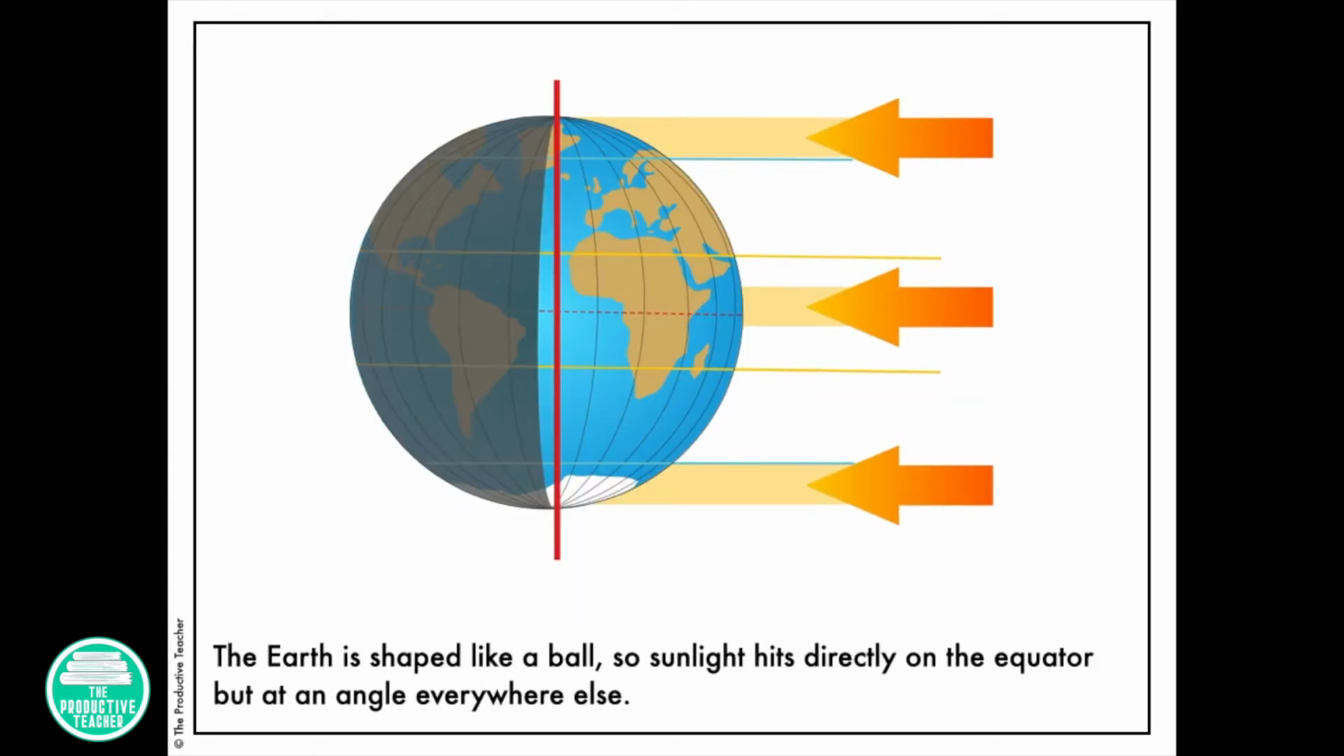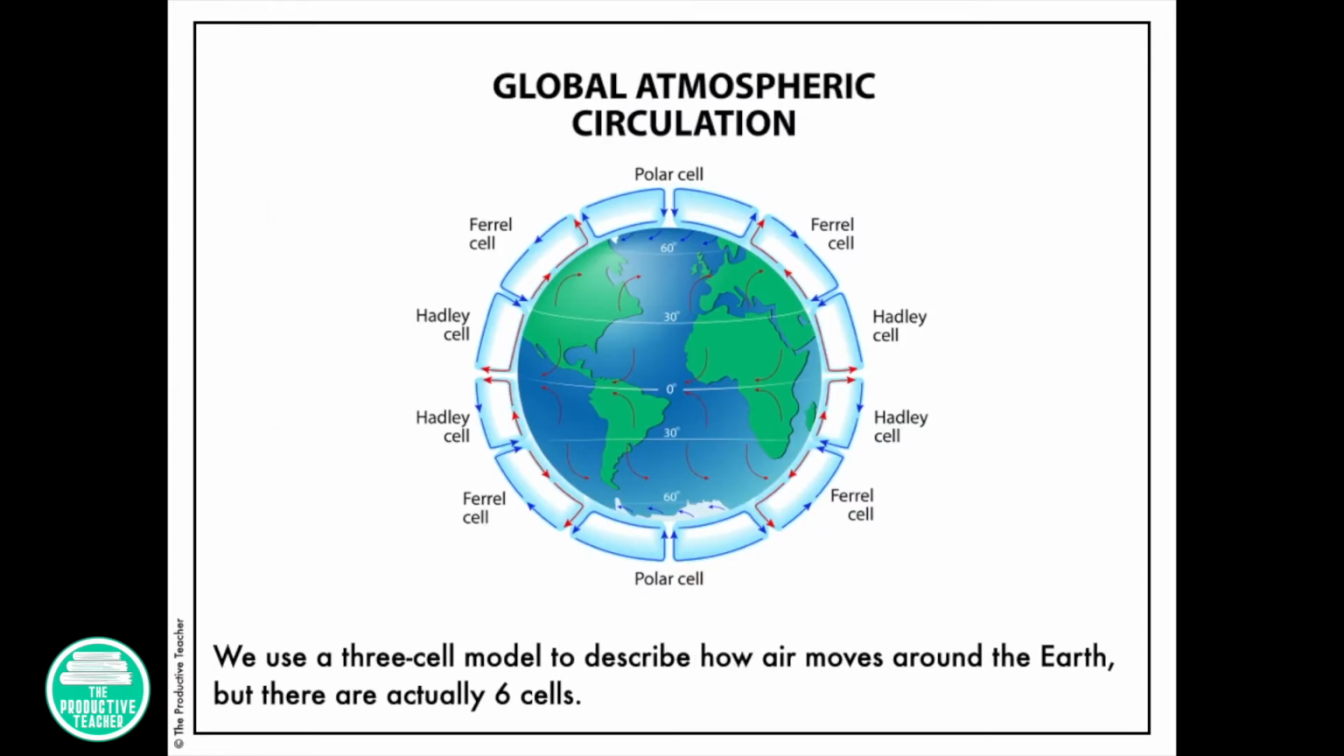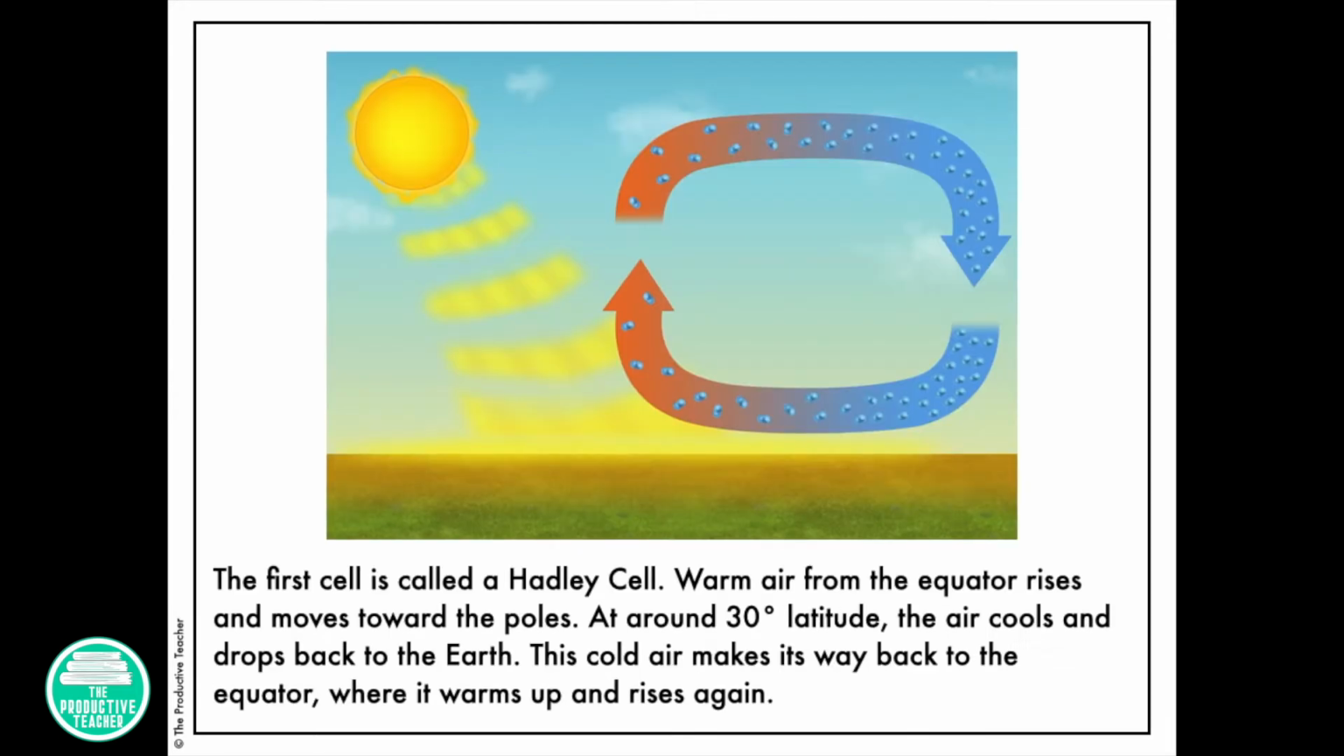The Earth is shaped like a ball, so sunlight hits directly on the equator, but at an angle everywhere else. Sunlight hits the poles at the sharpest angles, so these areas receive the least amount of light and heat from the sun. We use a 3-cell model to describe how air moves through the Earth, but there are actually 6 cells. The first cell is called a Hadley cell.